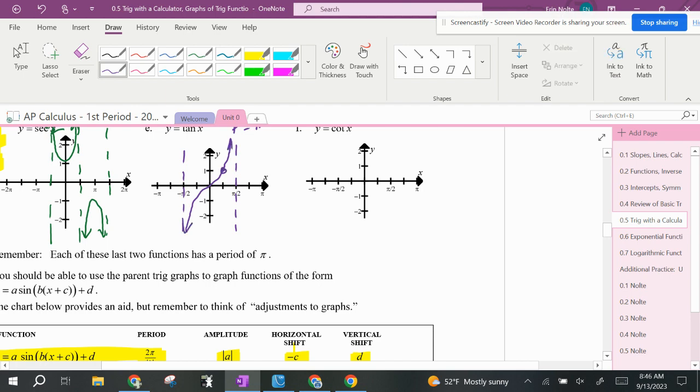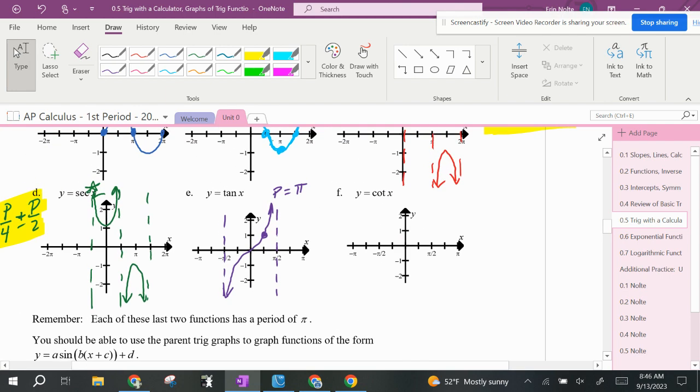Okay, and you can even get really specific. That point right there is always going to be at the height of the amplitude. So it's kind of like a quarter in between those asymptotes. So this y value has a height of your amplitude.